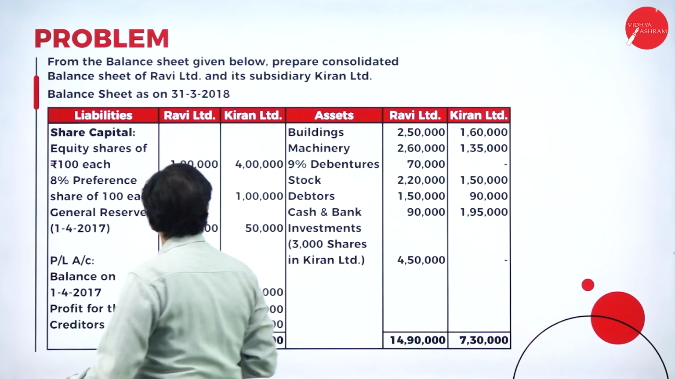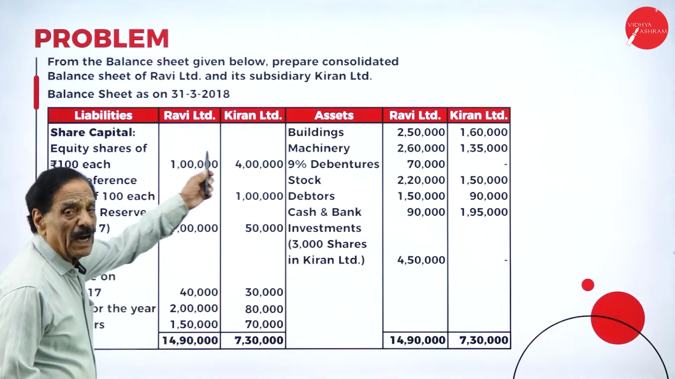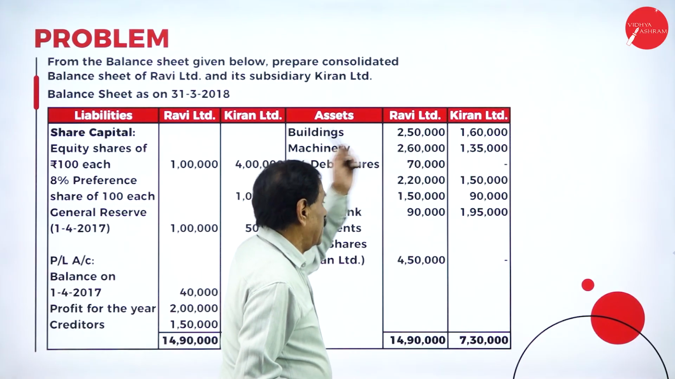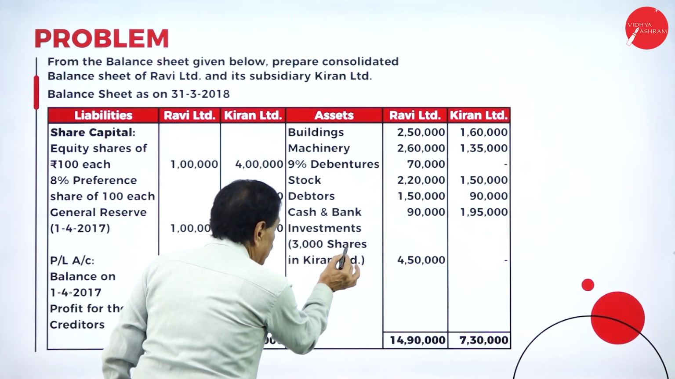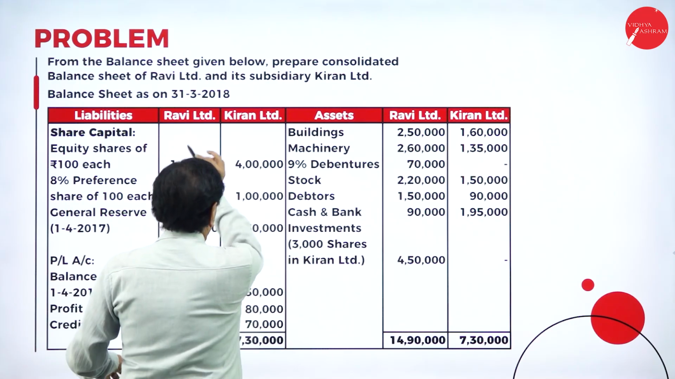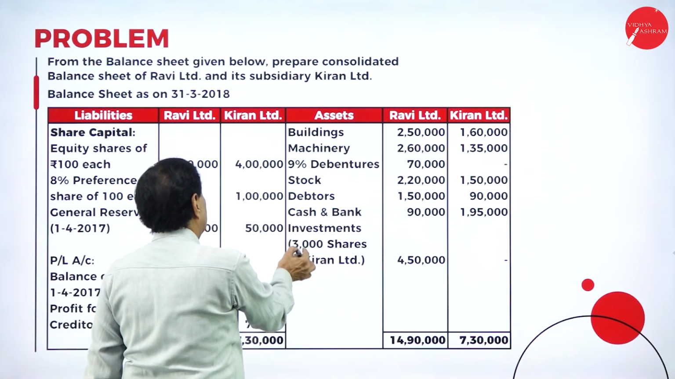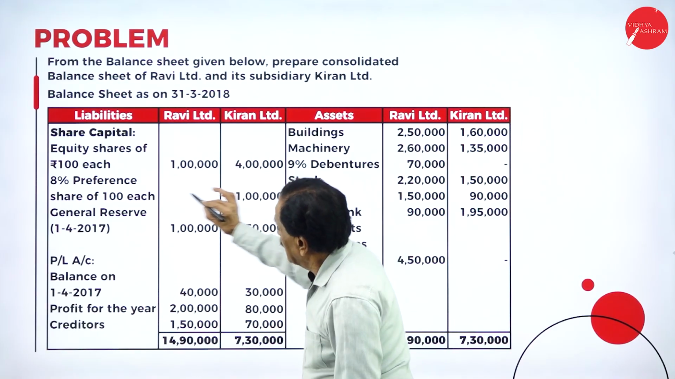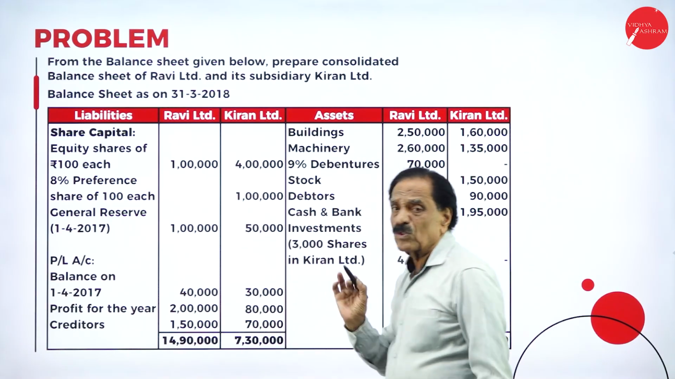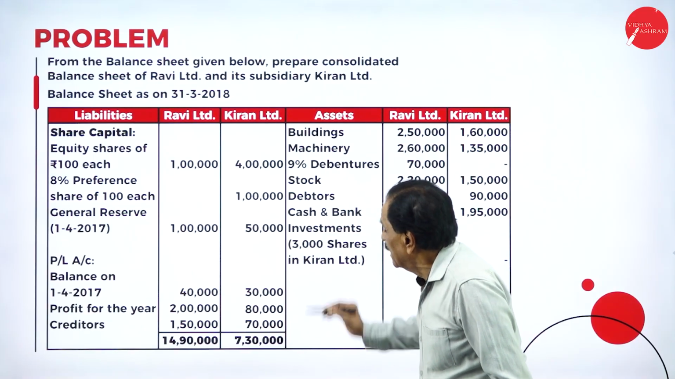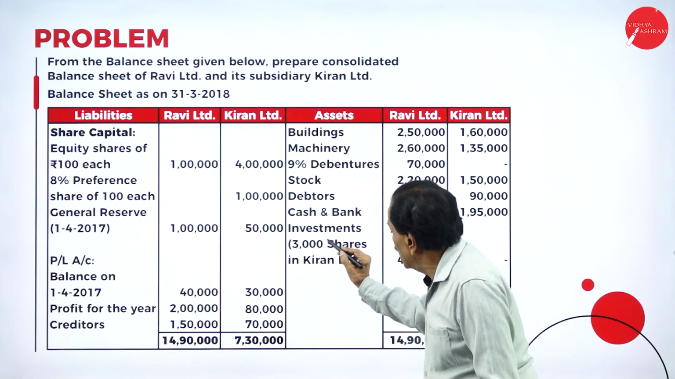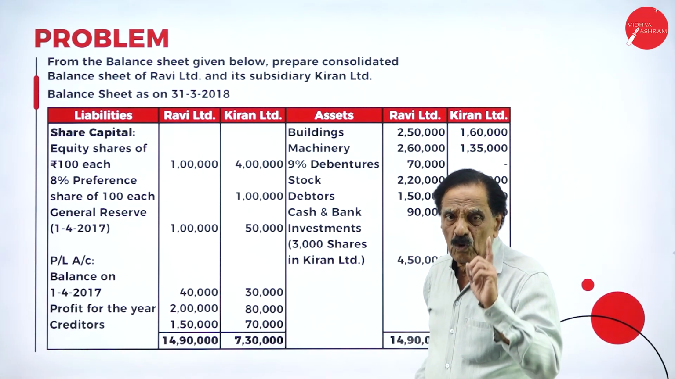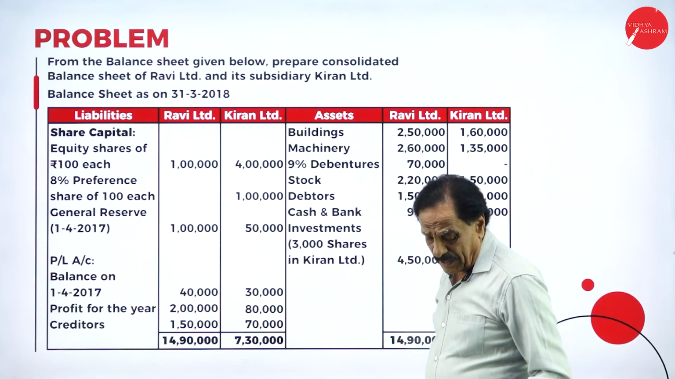Here there are two balance sheets. One is Ravi Limited, another is Kiran Limited. They have given the assets of Ravi Limited and Kiran Limited. See the investment of 3,000 in Kiran. Who invested? Ravi has purchased 3,000 shares of Kiran Limited. So what is the total amount? 4 lakh is there. Divided by 100, it means 4,000 shares are there in Kiran Limited. Out of that, how much is acquired? 3,000 shares are acquired by Ravi Limited. The balance 1,000 goes to the minority in Kiran Limited.